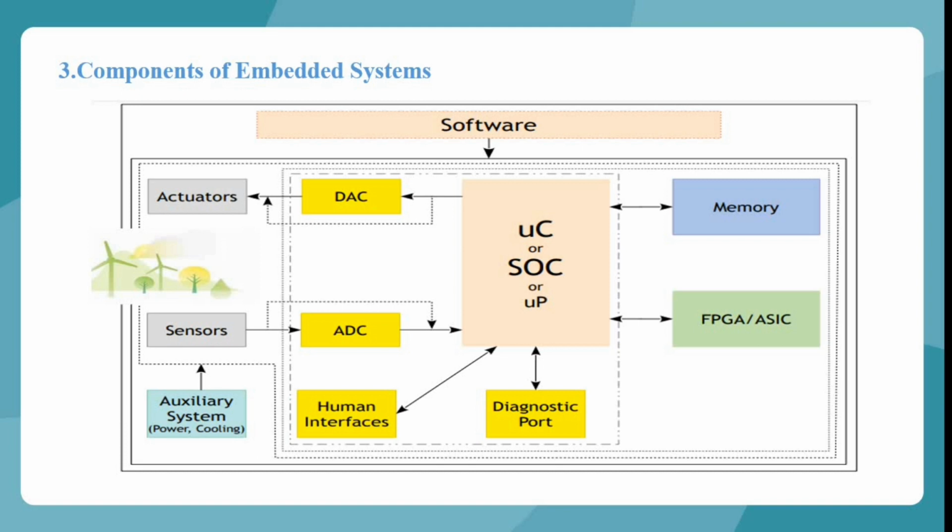And here are the human interfaces, diagnostic ports, and memory. We require memory to store the code and to access the data. And we can interface embedded systems with FPGA and ASIC, field programmable gate array and application specific integrated circuit, for a specific task.